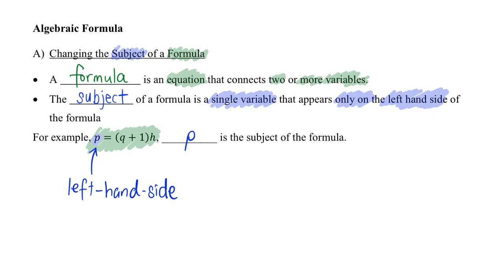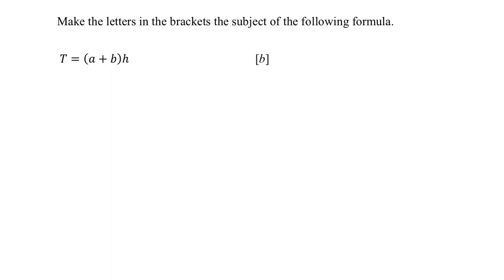So let's move on to have some examples where we will need to change the subject of a formula. In this example, we are required to make B the subject. The very first step would be to divide by H on both sides, because that would then have the following effect.